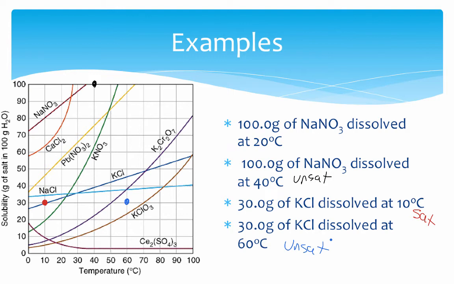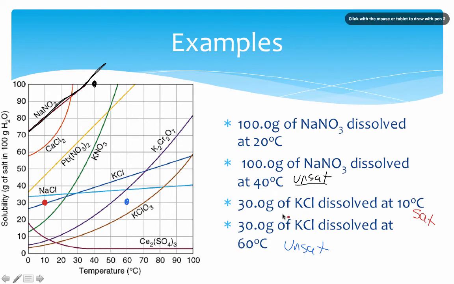So let's take a look at the work that we did here. I got a couple answers for you. If we look over here, we have 100 grams of sodium nitrate at 40 degrees Celsius. I made a point way up here showing that. The sodium nitrate line is this line right here, just like it was in the previous problem. And notice if this line were to continue up here, we would be below it, creating an unsaturated solution.